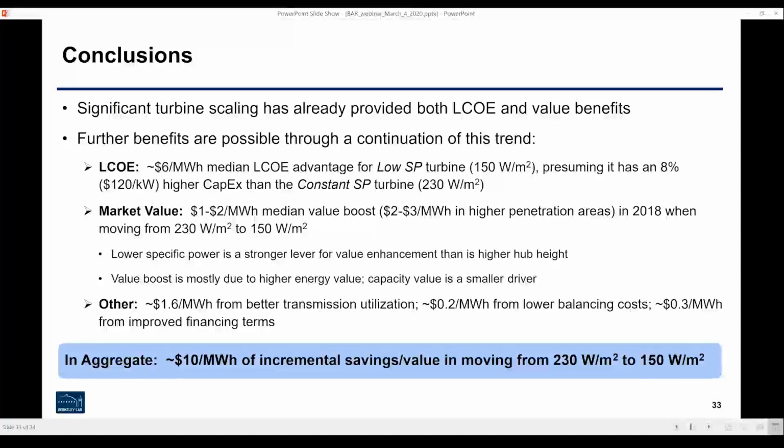So in total, this sums to roughly $10 per megawatt hour, which may not sound like all that much, but considering that wind PPA prices are at or below $20 per megawatt hour in many parts of the country, it really is a significant impact, representing savings somewhere in the order of around 50%.